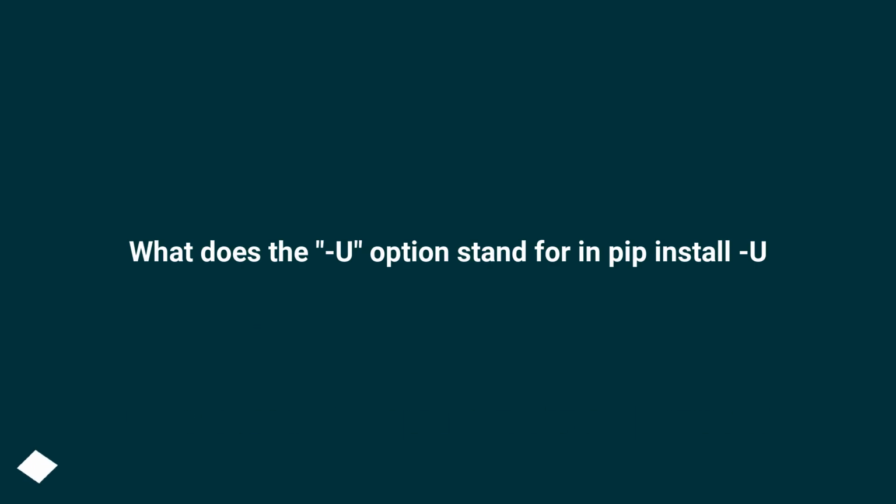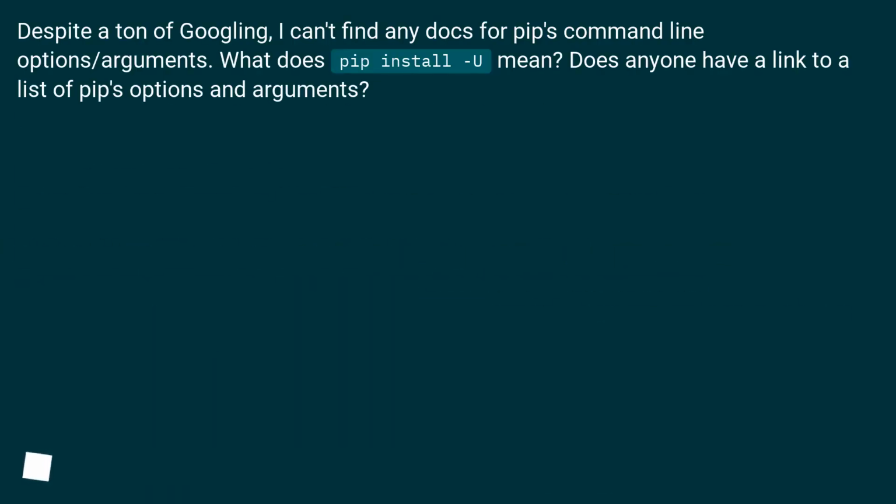What does the -U option stand for in pip install -U? Despite a ton of Googling, I can't find any docs for pip's command line options/arguments. What does pip install -U mean? Does anyone have a link to a list of pip's options and arguments?